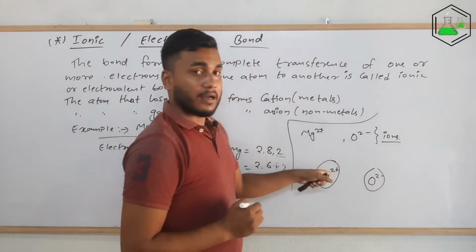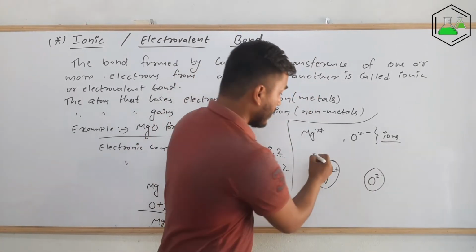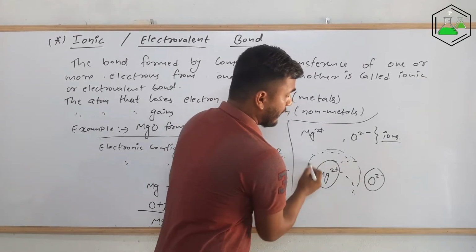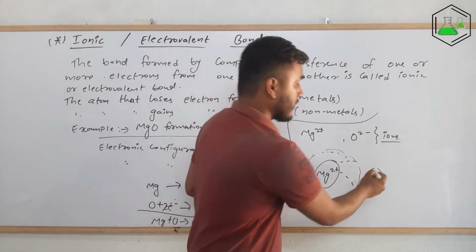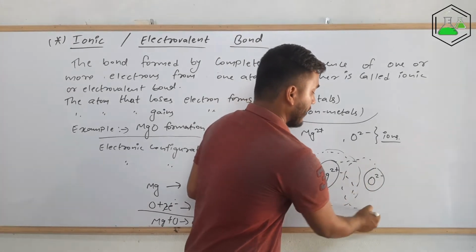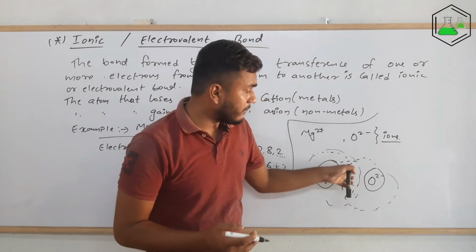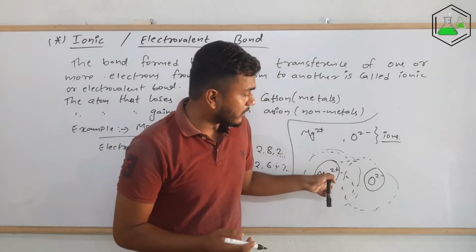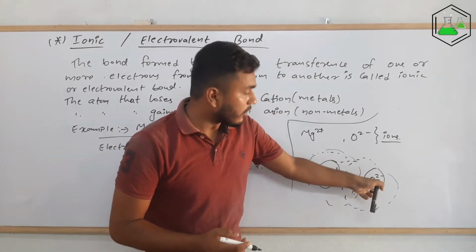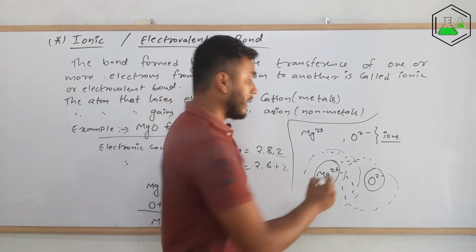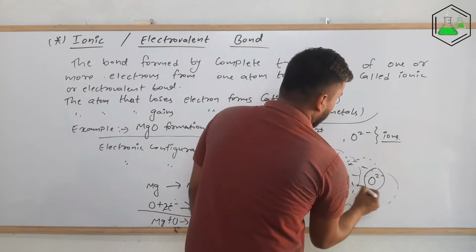Mg2+ is a charged ion, so obviously it has an electrostatic field around it. Oxygen also has charge, so it will also have some kind of field over here. If they come in contact with each other, that means if this magnesium ion comes in the field of oxygen or oxygen comes in the field of magnesium, then they will start to pull each other and they will form a bond.